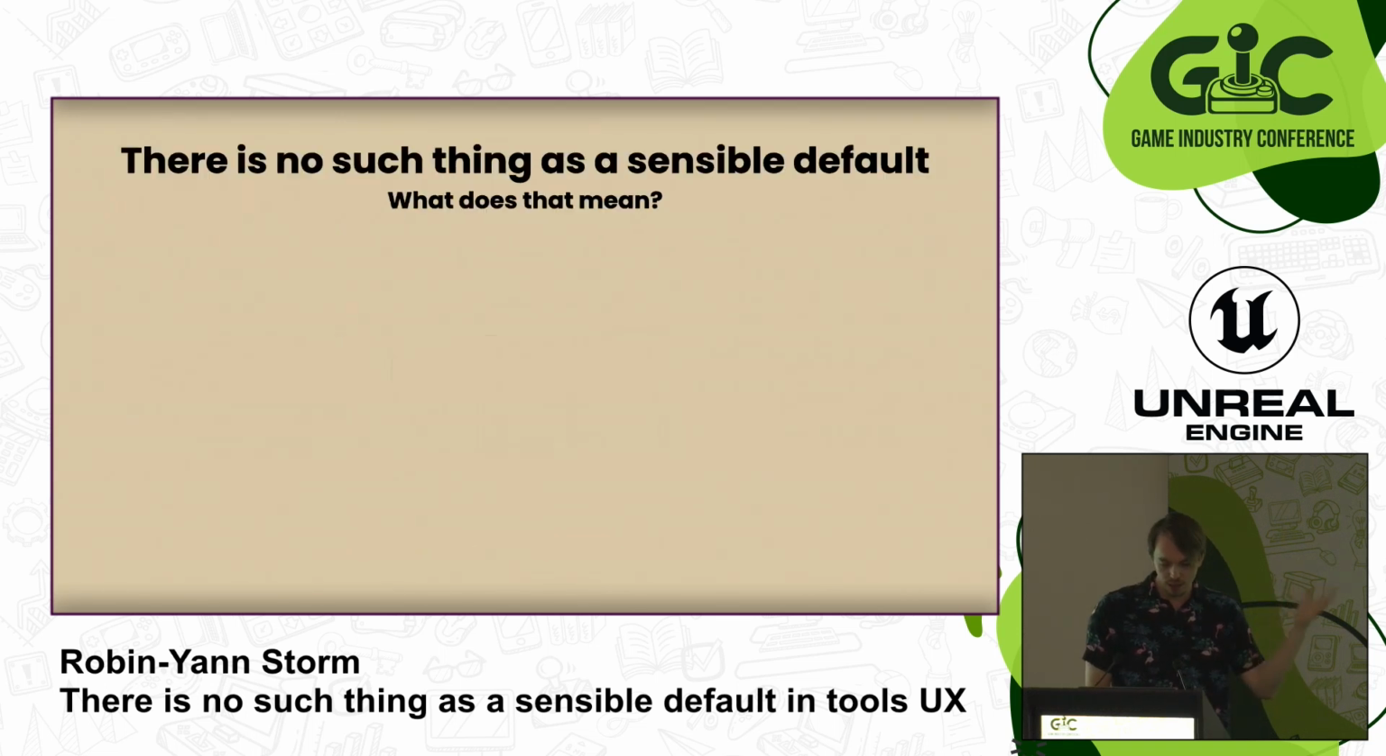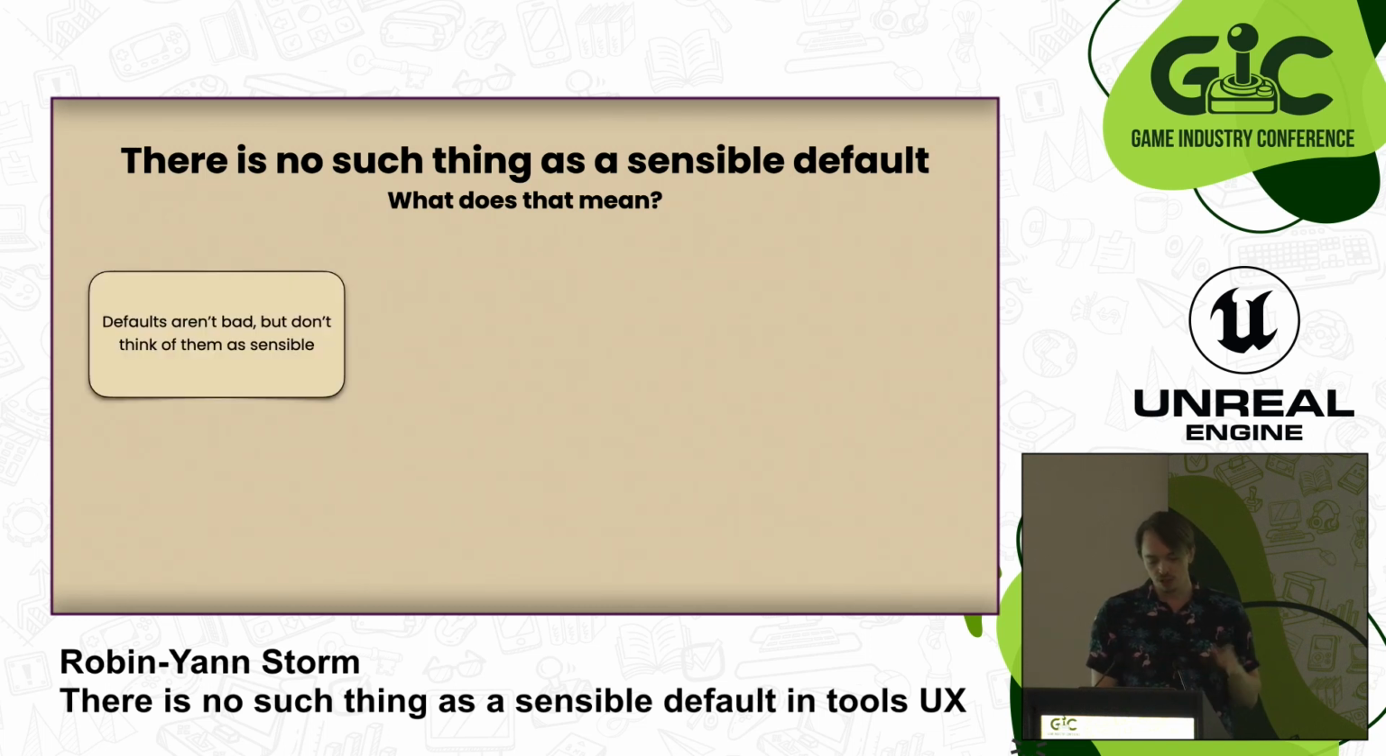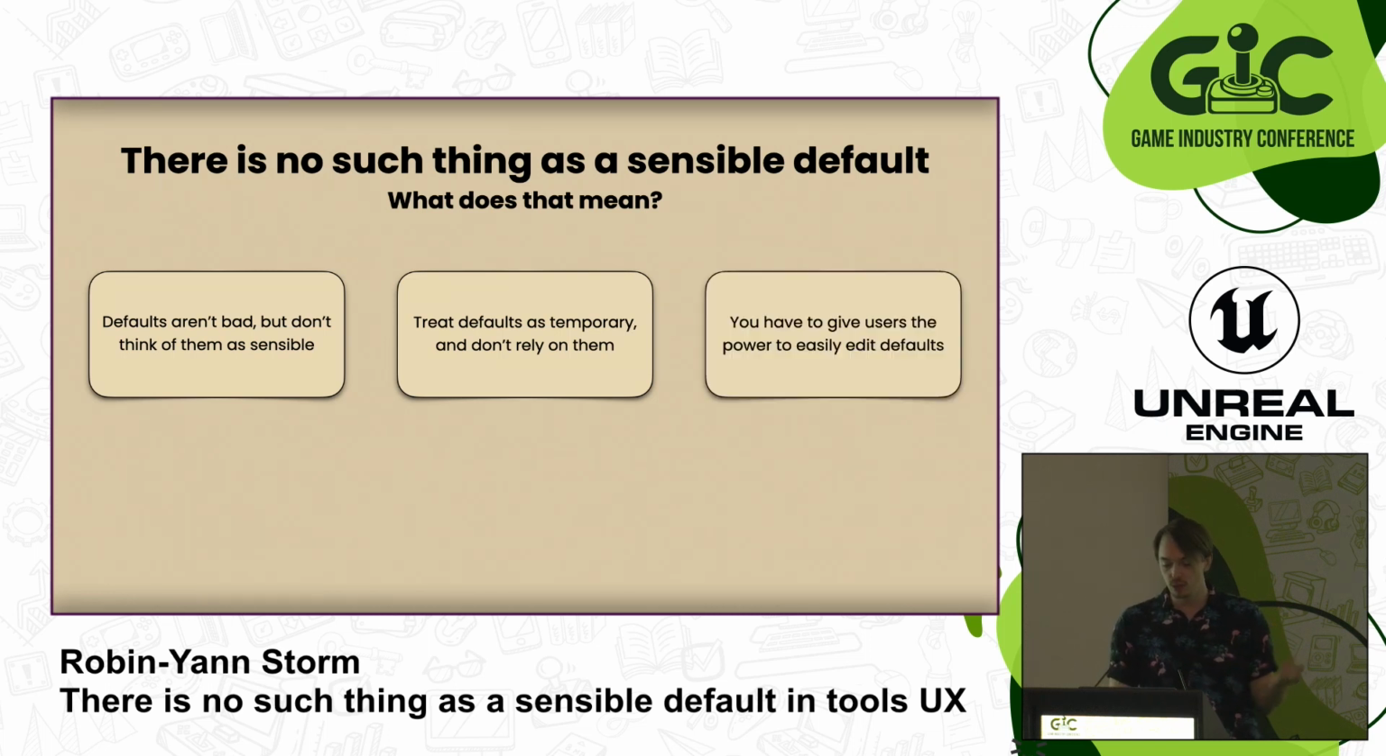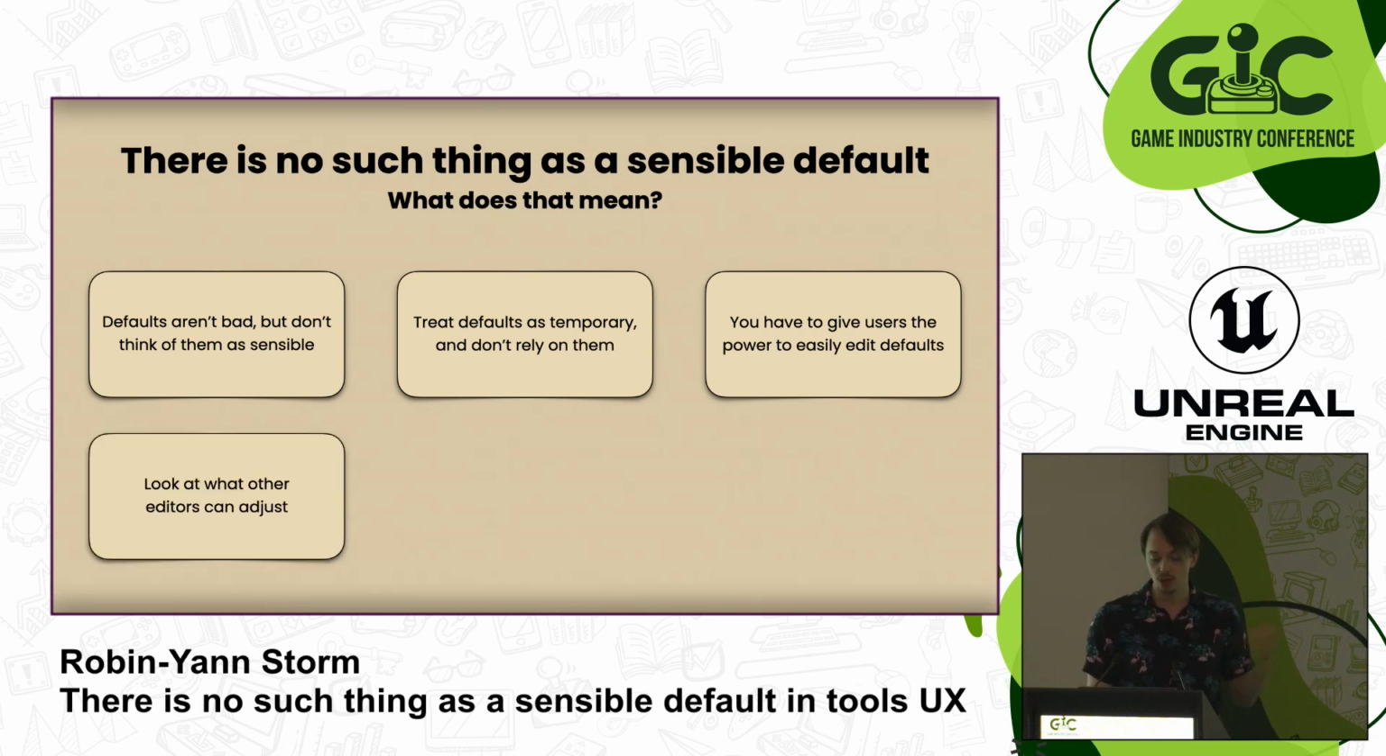So, there's no such thing as a sensible default. What does that mean? Defaults aren't bad, but we need to think about them, and not think of them as sensible. Treat defaults as temporary. Don't rely on those defaults. And you have to give the user the power to easily edit those defaults. I'm saying easily here, because as we've seen with Unity and Unreal, there are definitely things possible, but as we see also with Blender and Keynote, there are easier ways of doing those things. And look at what other editors can adjust. Can you do similar things?